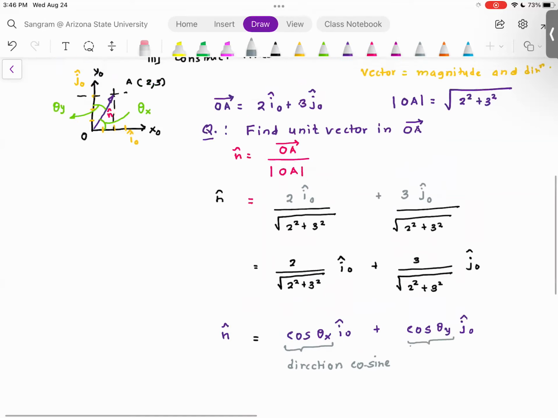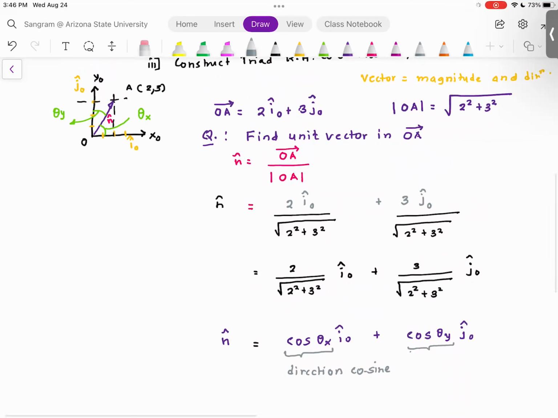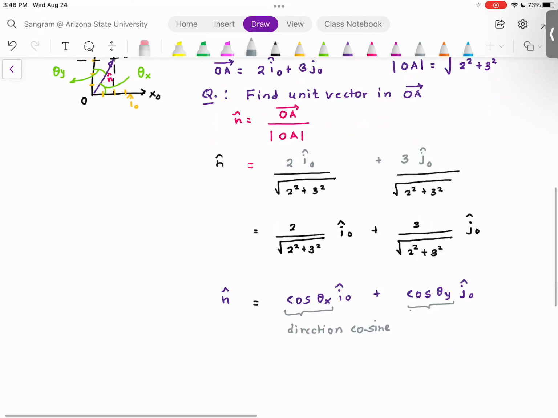Now, some of you may say, oh, great. So what is the significance here? The significance here is once you know these angles, it's very easy to go from one reference frame to another reference frame. And this is called the coordinate transformation.